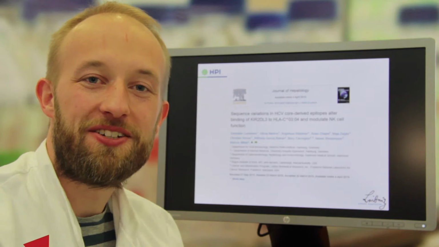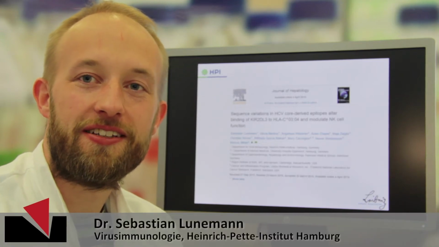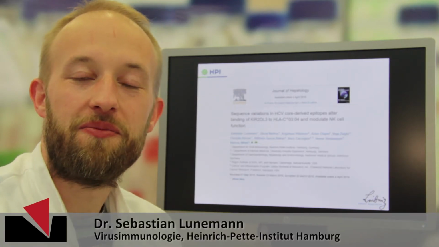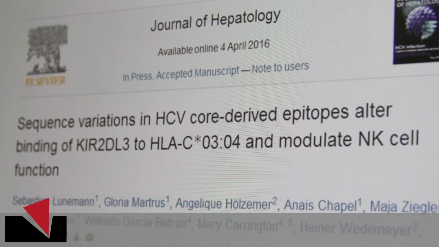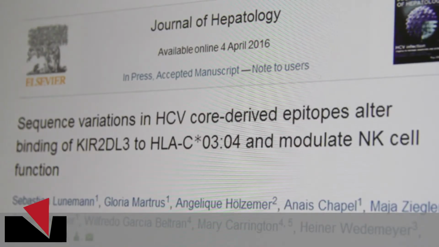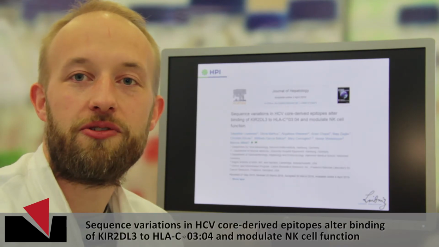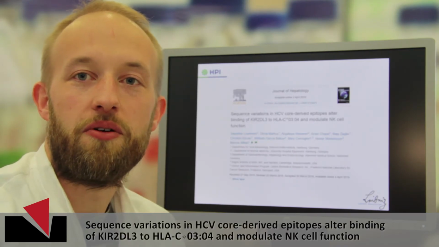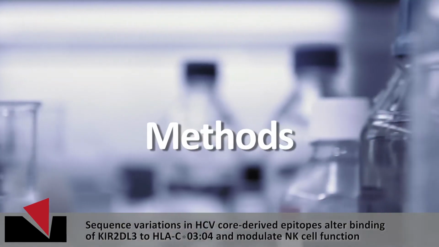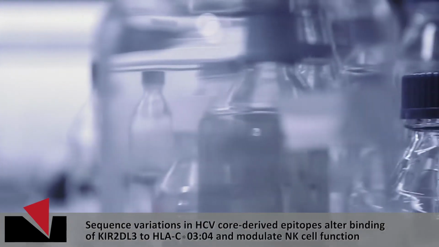In our recent publication, we are trying to better understand how NK cells, cells of the human immune system, are able to recognize hepatitis C virus-infected host cells. And we know from previous work that in this interaction, key HLA receptors play a pivotal role, so we are focusing on that. For this, we use a model system.